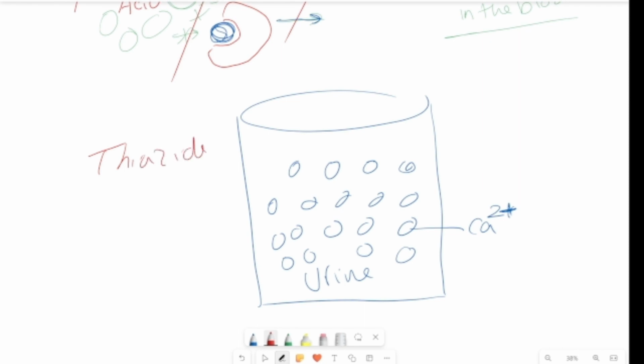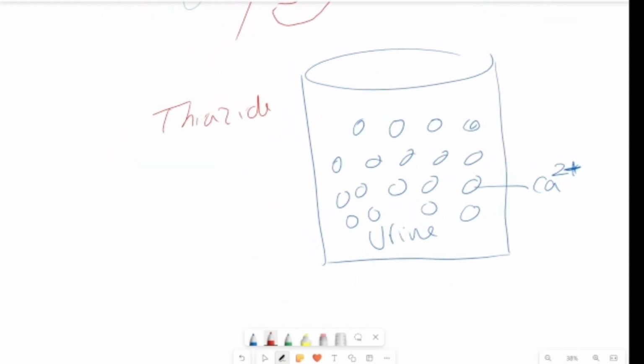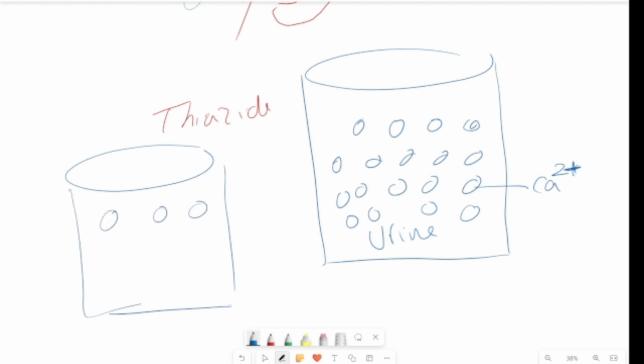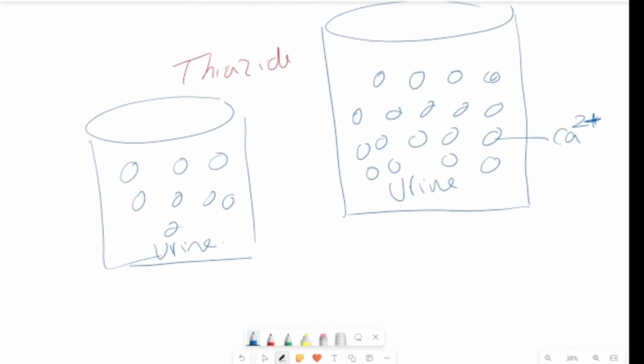Okay, so what we have here, they said thiazide, we can look at this one. This is the effect of thiazide. Thiazide will decrease the concentration of calcium in urine. This is urine here. Decreased concentration of calcium in the urine, and therefore thiazide decreases formation of kidney stone, because we don't have saturated calcium in the urine.